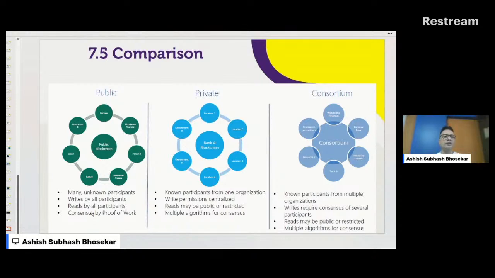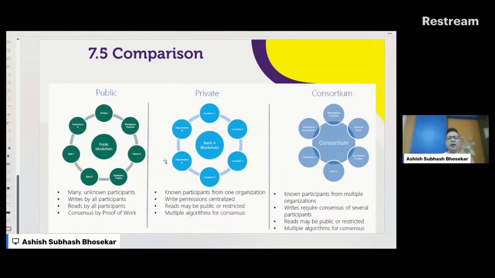Consortium is known participants from multiple organizations. So multiple organizations can be private or can be public. A write requires consensus of several participants, and reads may be public or restricted. Multiple algorithms again are used for the consensus. So it has all the things.